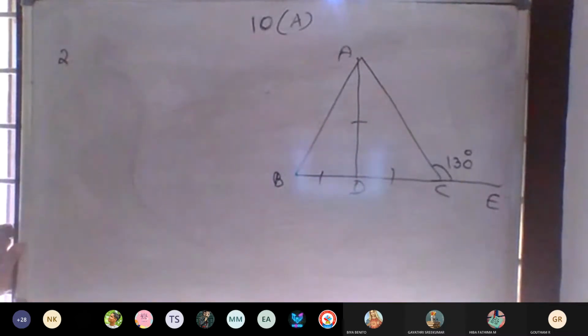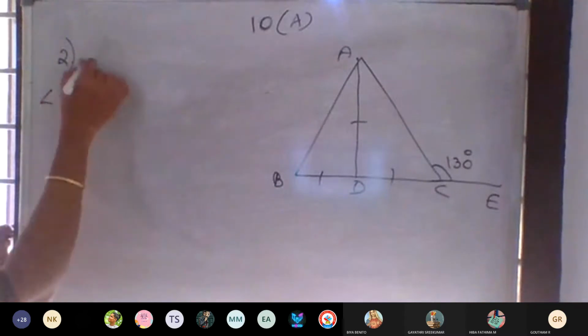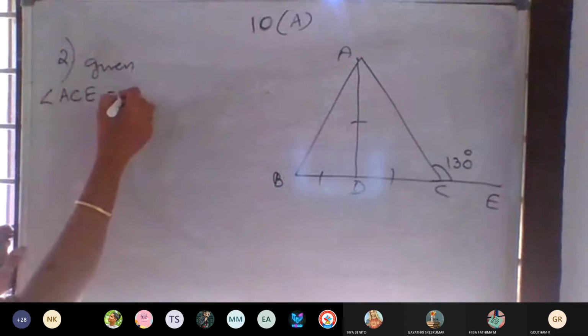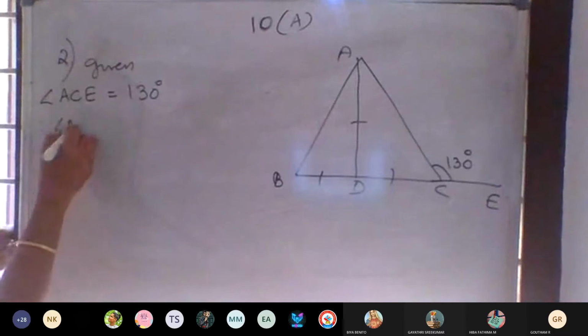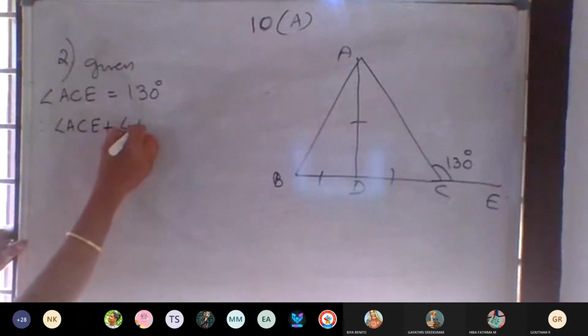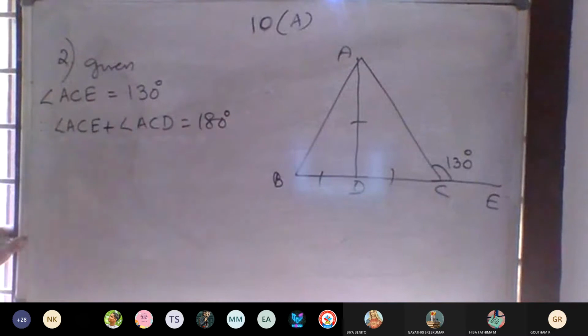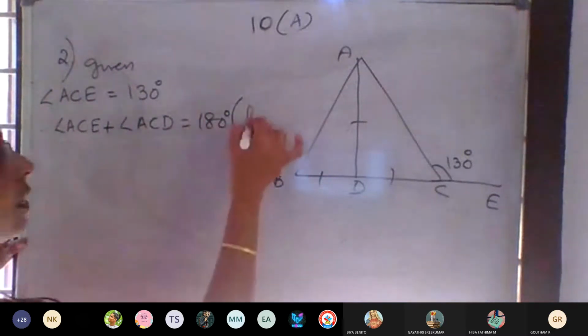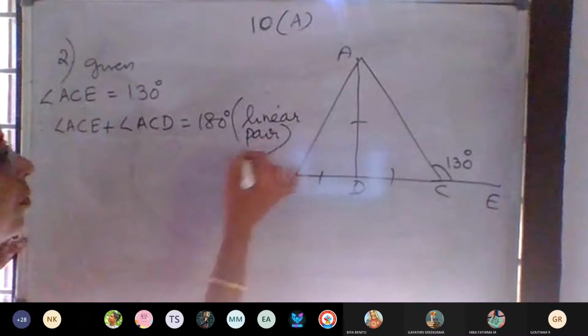Okay. Right. Given angle ACE is equal to 130 degrees. Therefore, angle ACE plus angle ACD is equal to 180 degrees. Reason: linear pair.